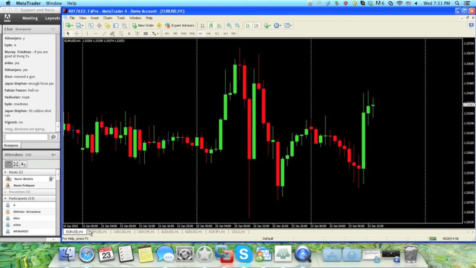Don't think that because a support and resistance line is there, nobody can move this area, like the market is going to return from here. No, it doesn't work like that.